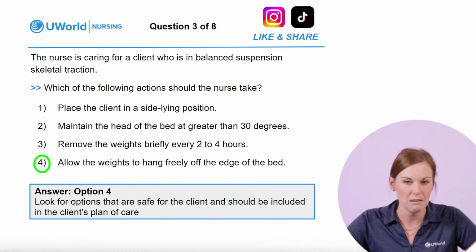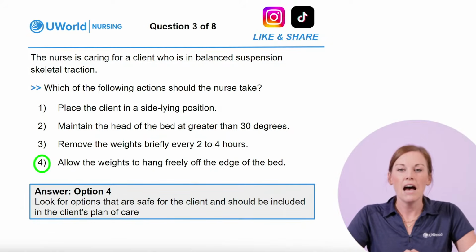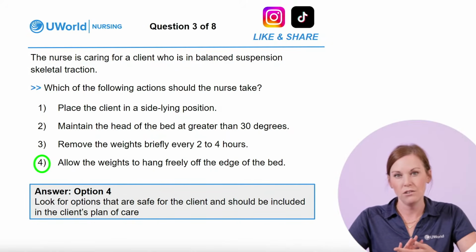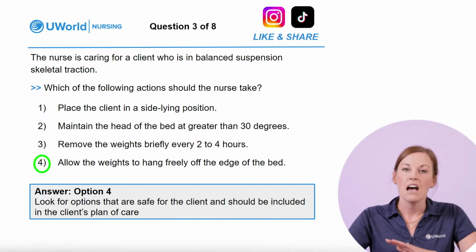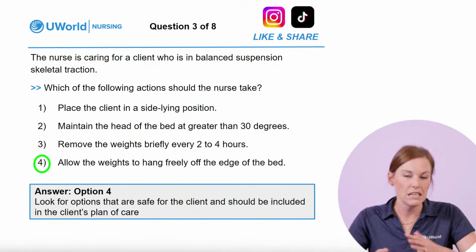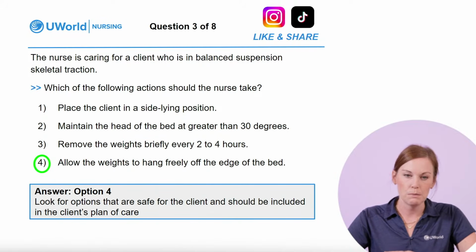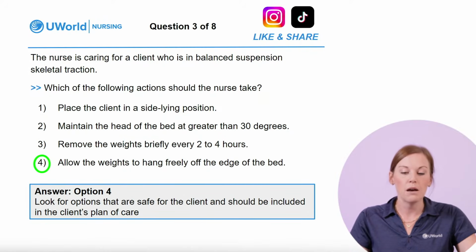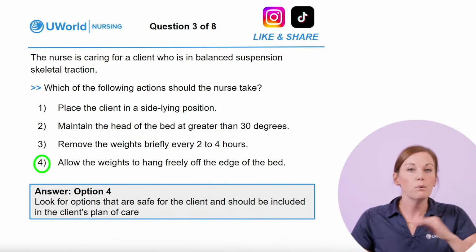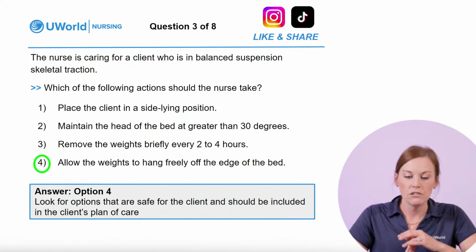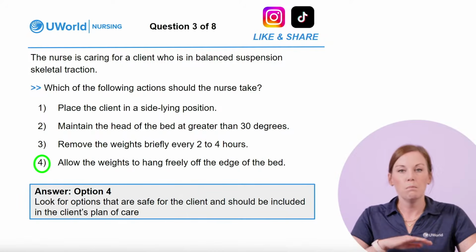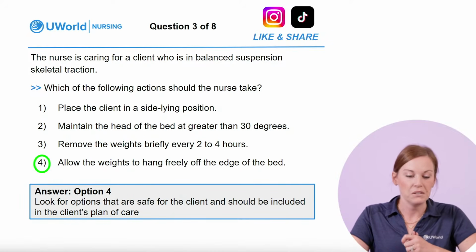Our correct answer on this one is going to be option 4. You guys did really well on this. Again, we're looking for actions the nurse should take, so these are expected things we should be doing for a client's plan of care for someone in balanced suspension traction. Skeletal traction involves surgically inserting screws, wires, or pins directly into a fractured bone, and applying a pulling force via a pulley system, a rope, and weights. The pulley system allows the weights to suspend from the foot of the client's bed, and it applies a pulling force to stabilize that bone.